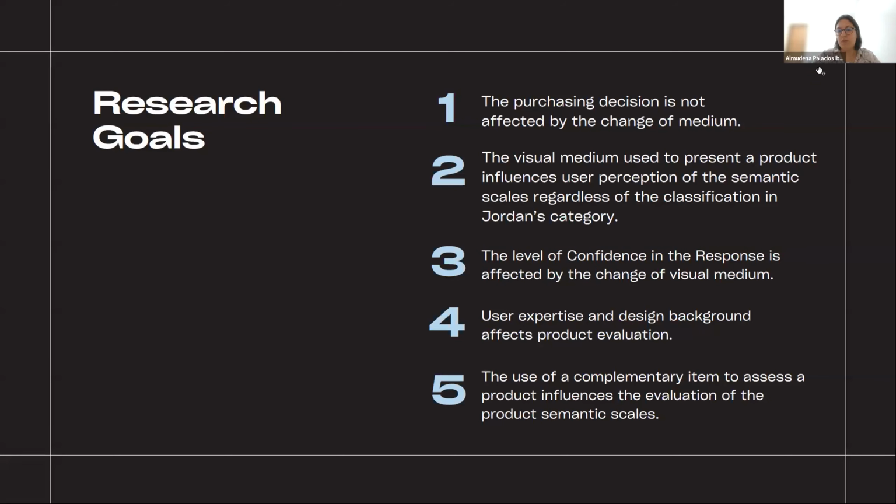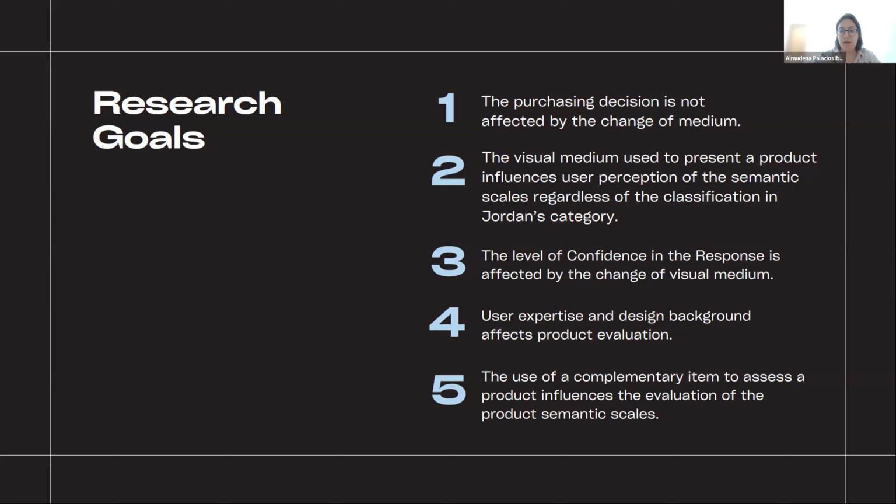We postulated 5 hypotheses. The first one is related to the evaluation process that takes place when we purchase a product: the purchasing decision is not affected by the change of medium. Then we postulated that the visual medium used to present a product influences the user perception of the semantic scales, regardless of the classification in Jordan's category. I will explain later some of the terms here for a better understanding.